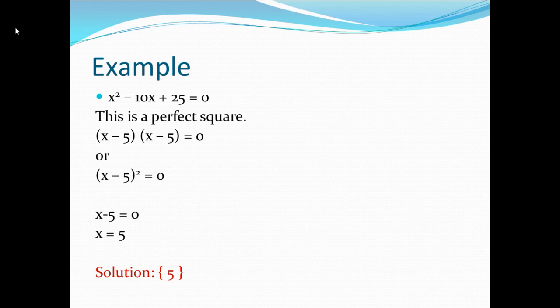Since we only have one unique factor, we set that factor, x minus 5, equal to 0. To solve for x, we add 5 to both sides, and x is equal to 5. The solution set for this perfect square is simply 5.